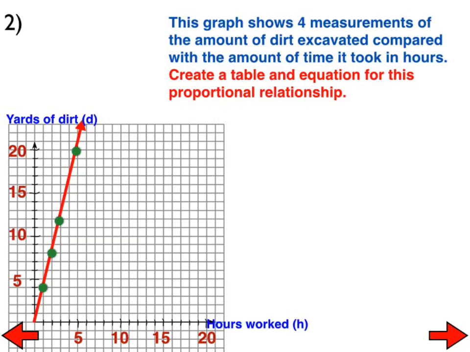We are at number 2. I have given you a graph. This graph represents 4 measurements of the amount of dirt excavated compared with the amount of time it took in hours. Notice, before you do anything, that it's very clear what variables we're supposed to use by looking at the labeling on our axis. On the x-axis, we're using that variable. Above the y-axis, we're using that as the variable. You need to create a table and an equation for this proportional relationship. I'll give you about a minute.